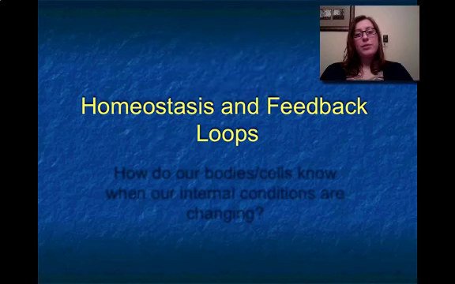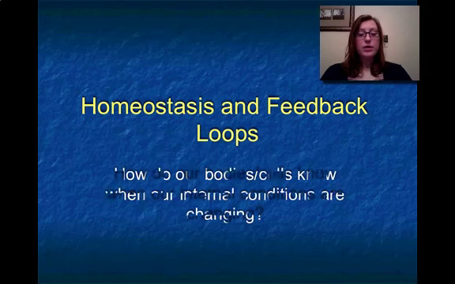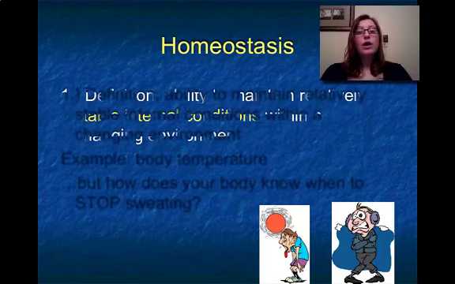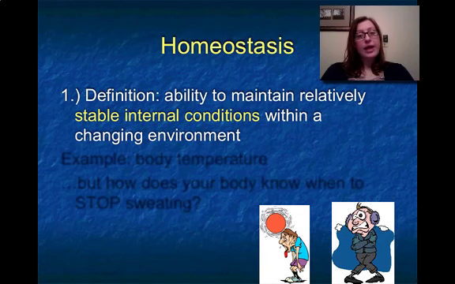Alright, so this is our PowerPoint on homeostasis and feedback loops. And the main question we're going to ask today: how do our bodies or our cells know when our internal conditions are changing? Okay, we know that homeostasis is one of the characteristics that all living things have. The definition is that it's the ability to maintain relatively stable internal conditions.